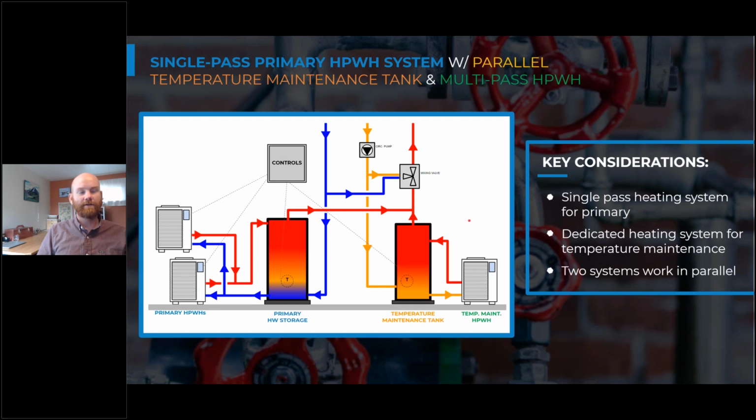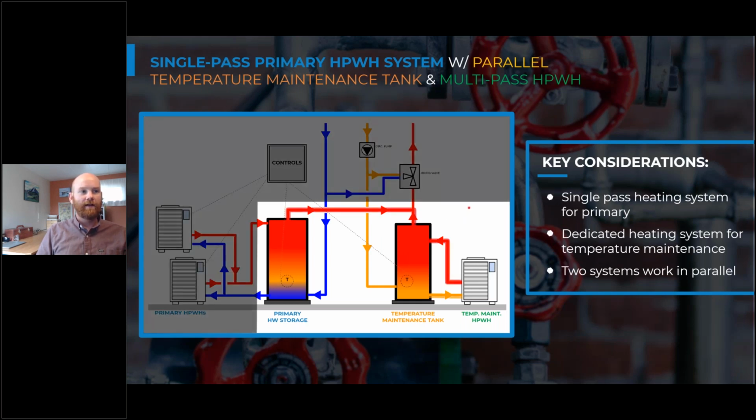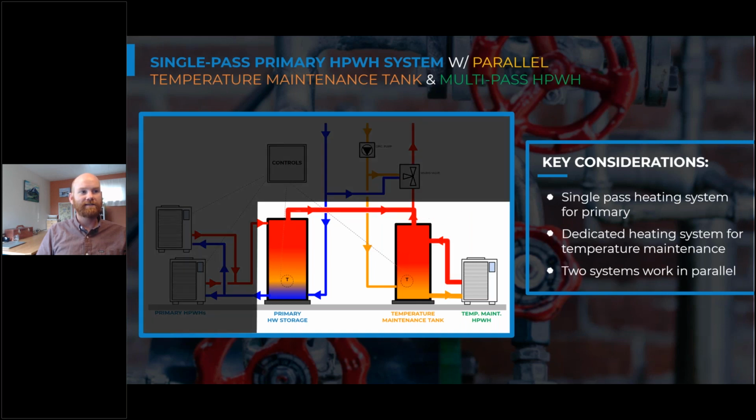And so these systems really work in parallel together, and we can look at that piping connection as it's connected to the top, or the outlet side, of our temperature maintenance tank there. This is a great design approach for systems that have a very large distribution network or hot water distribution system, because we can appropriately size this temperature maintenance multi-pass heat pump water heater for that application, so that the cycling of this unit is appropriate. We're not doing a bunch of short cycles, and we can also reheat this water fairly efficiently.